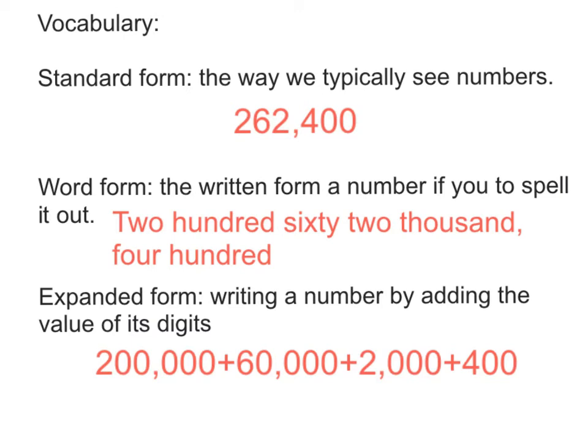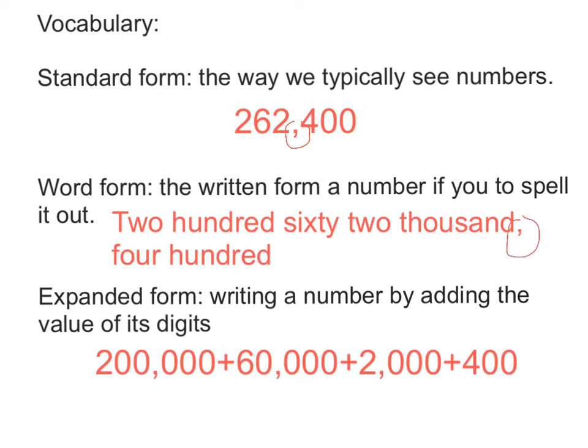So the next way we're going to look at it is word form. Word form is the written form of a number if you were to spell it out. So here's that same number, 262,000. Look, that comma is in the exact same place. Comma after the 2,000, comma after the 2,000.